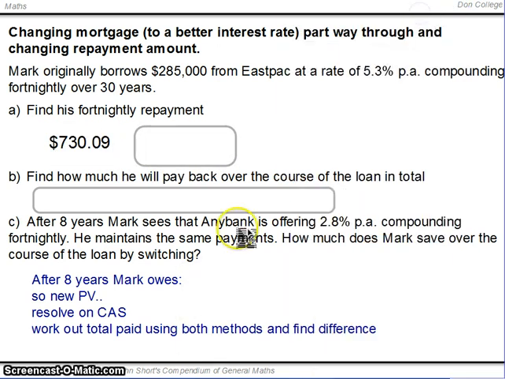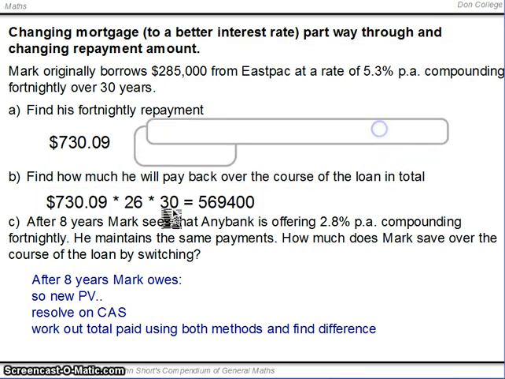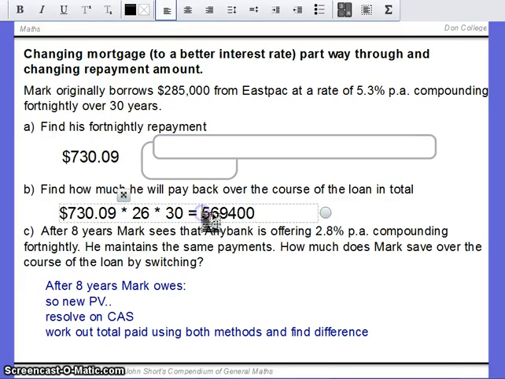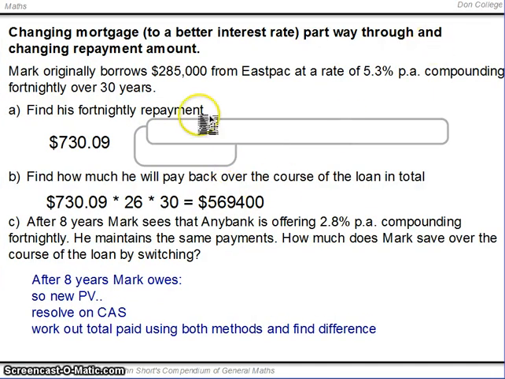How much will he pay back over the course of the loan in total? Well, $730.09 fortnightly every year for 30 years gives us a total of $569,400. That's on a loan of $285,000. Now that's about normal. We're usually expecting to see over the course of a 25 or 30 year mortgage and an interest rate somewhere between 5 and 10%, it's going to be round about double. I mean, not exactly, but it's not unusual for you to be borrowing $1 and paying back $2 or $2.50 on the dollar in terms of what you pay back.